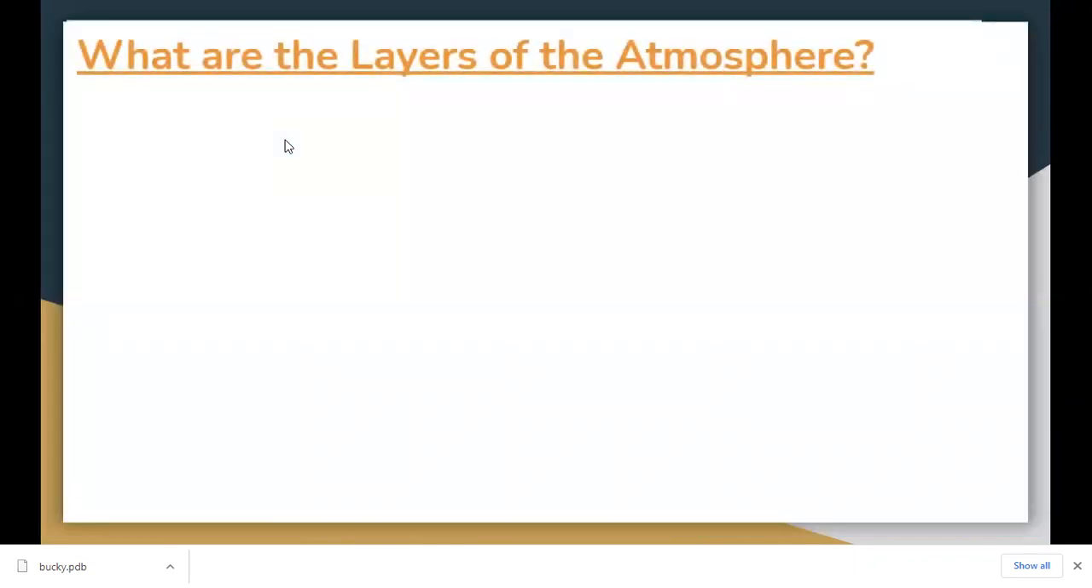What are the layers of the atmosphere? So I would say after this topic, layers of the atmosphere, would be a good time to take a 15-minute break before you come back to the video. So what are the layers of the atmosphere?